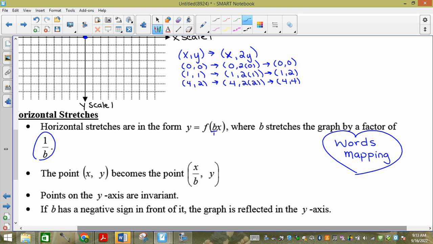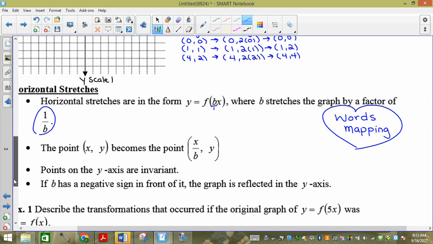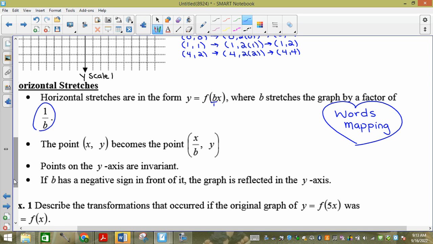Okay? All right. So the point (x, y) becomes (x over b, y), which is confusing to people. Or you could say (x, y) becomes (1 over b times x, y). So it's the same thing as vertical stretch. The number just sits in front. They just happen to say, hey, I can write it as x over b. It's the same thing.